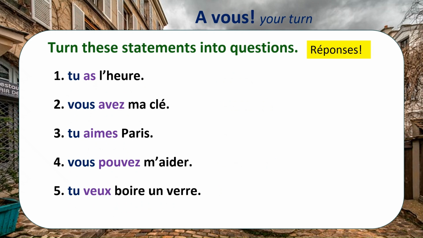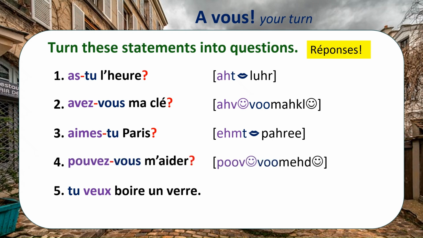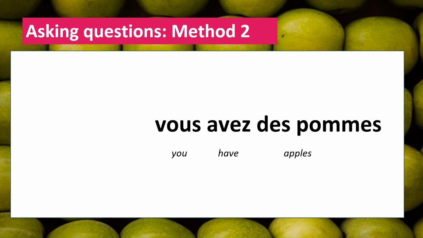Voici les réponses. Tu as l'heure becomes in a question, as-tu l'heure? Do you have the time? Vous avez ma clé becomes, avez-vous ma clé? Tu aimes Paris becomes, aimes-tu Paris? Vous pouvez m'aider? Pouvez-vous m'aider? Tu veux boire un verre? Veux-tu boire un verre?